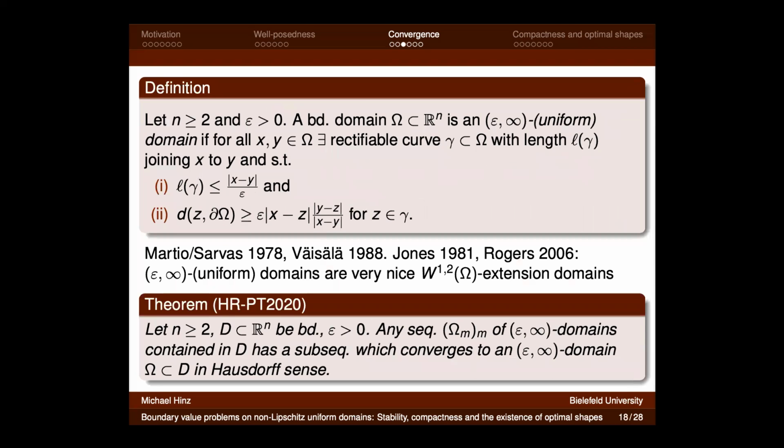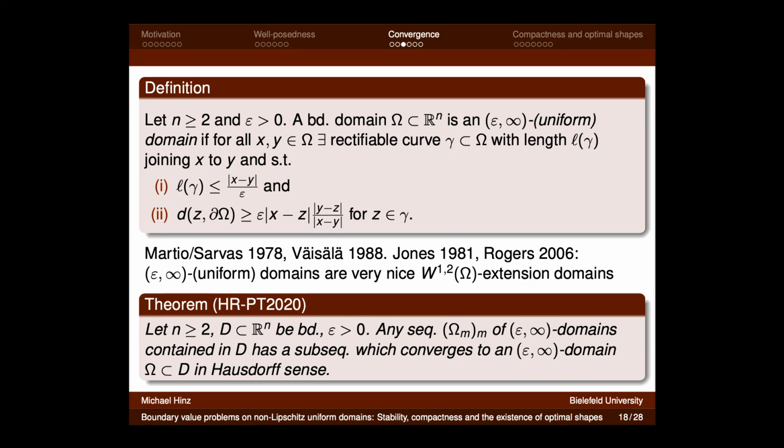Thanks. So let's take n greater than or equal to 2, epsilon greater than 0, a uniform parameter. A bounded domain in R^n is called a... so we only talk about bounded domains here because that's what we need for practice.